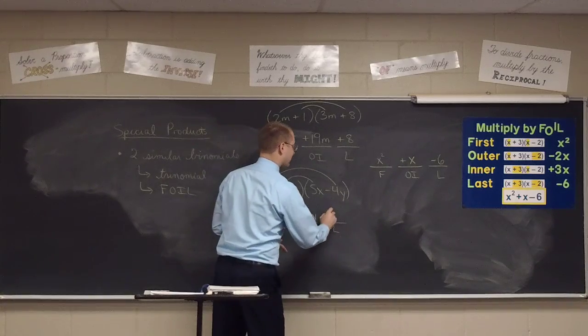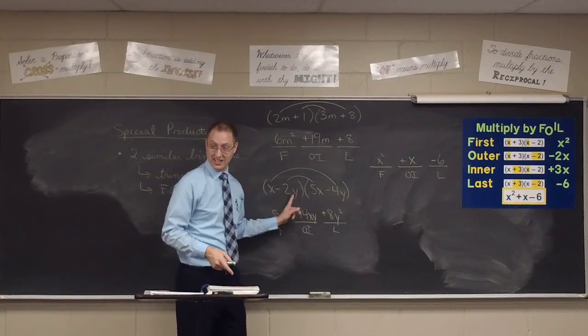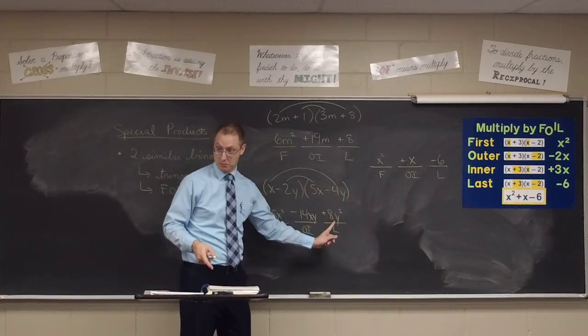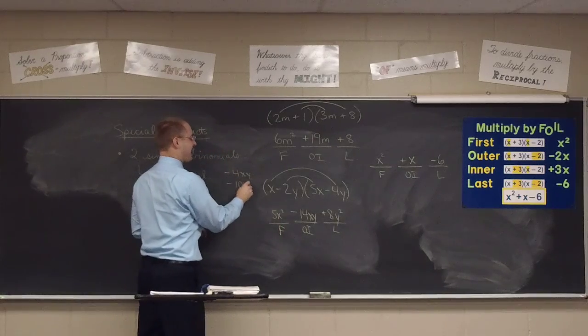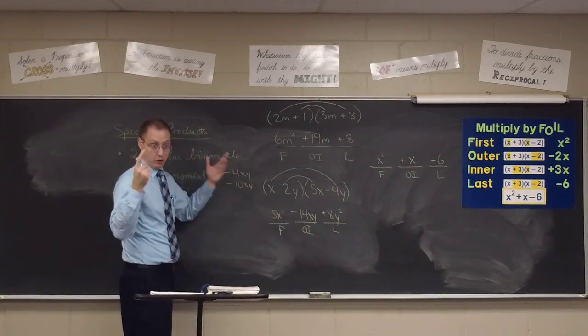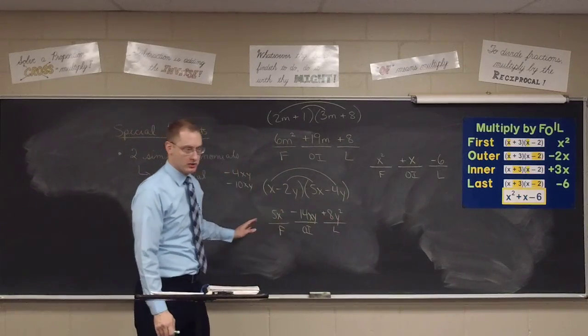8y squared. Positive 8y squared. The difference, Maddie? We're multiplying the last together. Negative times negative gives us a positive. But when you're adding the negative 4 and a negative 10, you're adding and keeping the sign. So again, a little bit of mental dexterity here, keeping straight what's going on. And there's our trinomial answer.